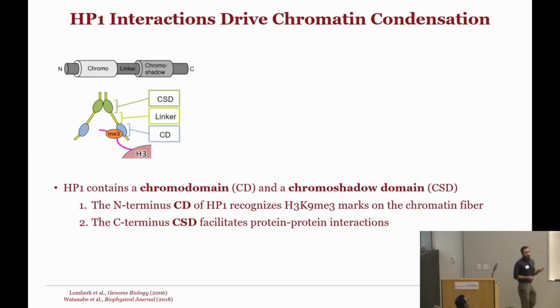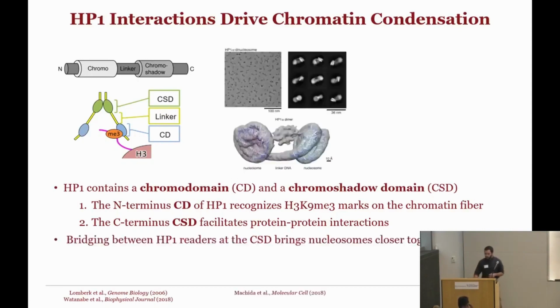HP1 has two important domains that facilitate its function. On one side of the reader protein is a chromodomain that facilitates preferential binding of this reader to H3K9me3 marks. And on the other side is a chromoshadow domain that facilitates interactions with other HP1 readers in spatial proximity. As a result of interactions at the chromoshadow domain, HP1 readers have the ability to bridge nucleosomes in spatial proximity and pull these nucleosomes closer together.